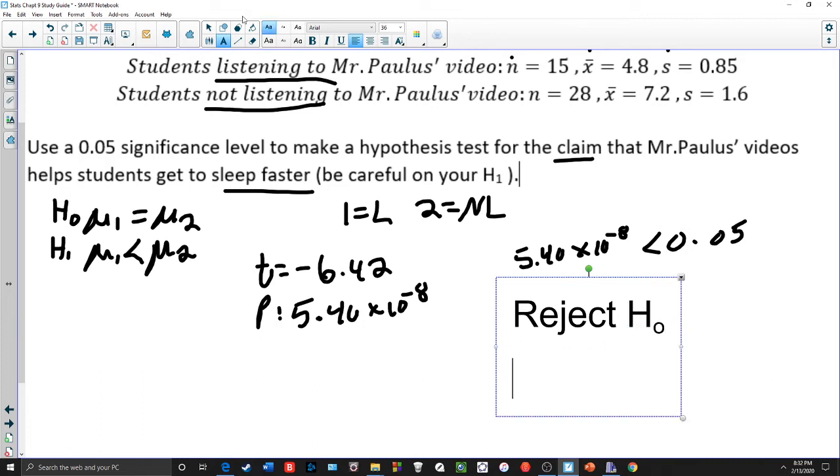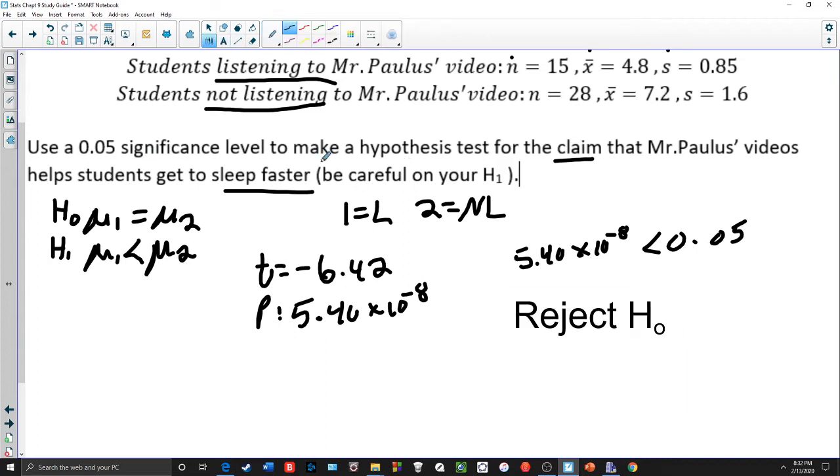And in this case, we should have written down our claims. Let me do that actually. So the claim is that the videos help Mr. Paulus' students to get to sleep faster. So that's going to be this one down here. We're claiming that it helps them get to sleep faster so that their average sleep time is less than that of those not listening to the videos.